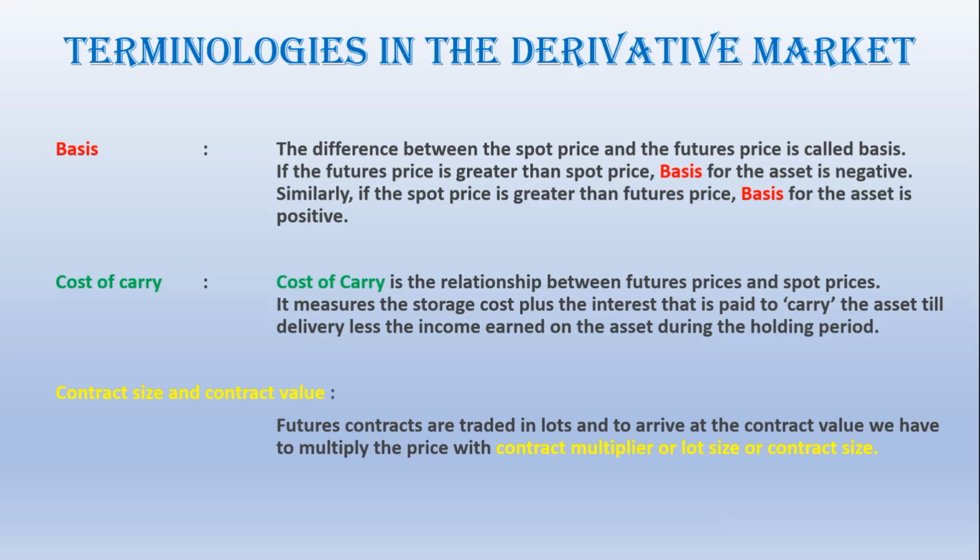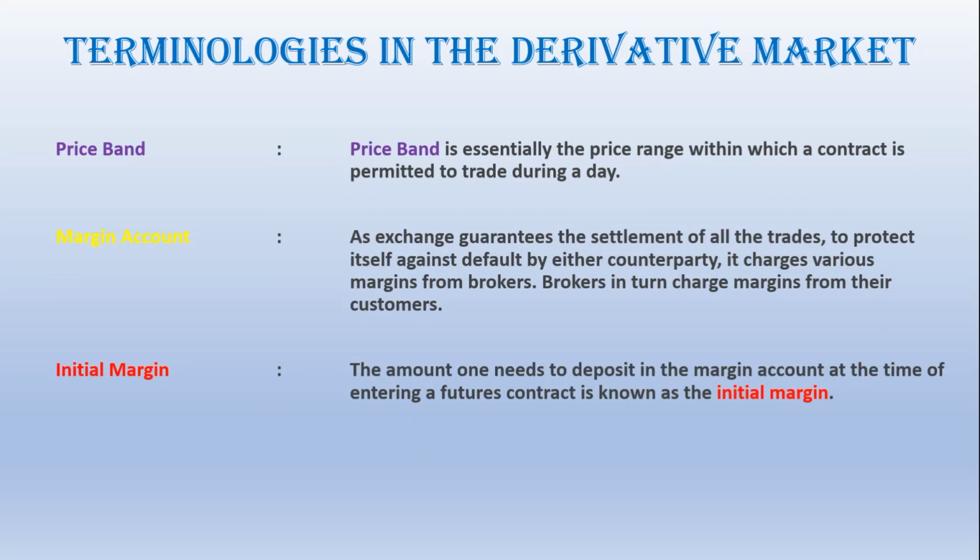What are called contract size and contract value? Futures contracts are traded in lots, and to arrive at the contract value, we have to multiply the price with the contract multiplier or lot size or contract size. What is called price band? Price band is essentially the price range within which a contract is permitted to trade during the day.